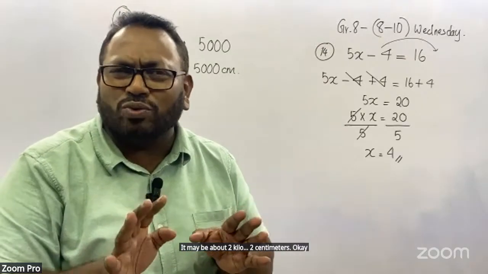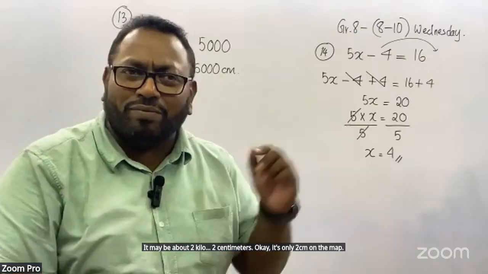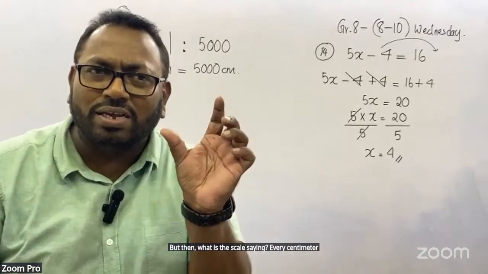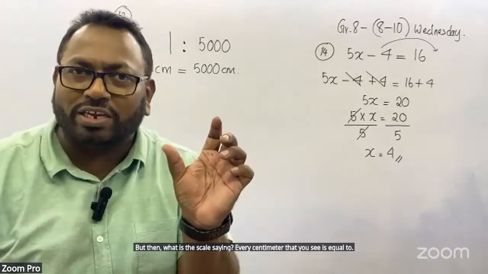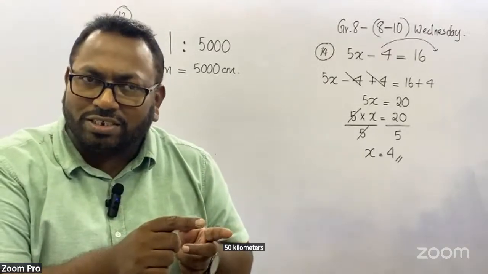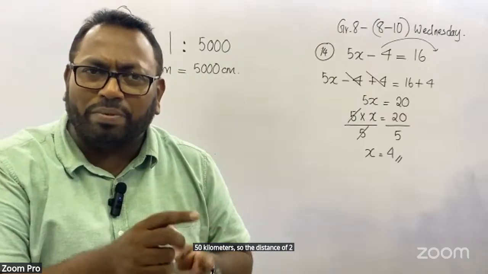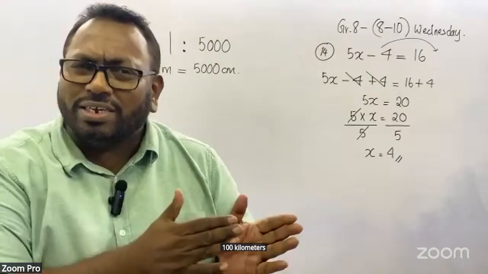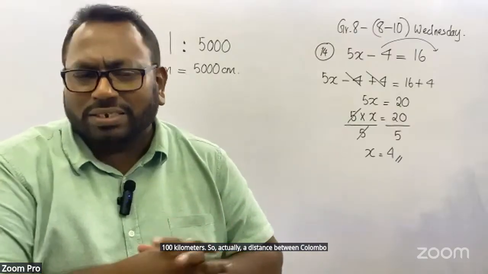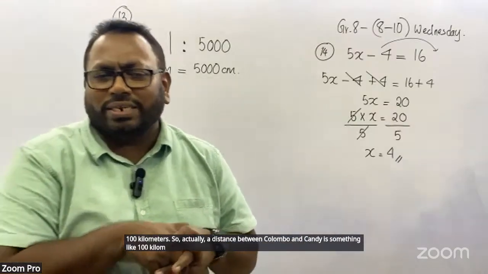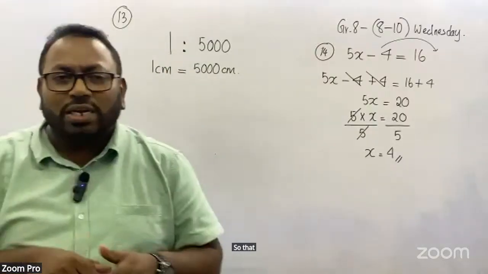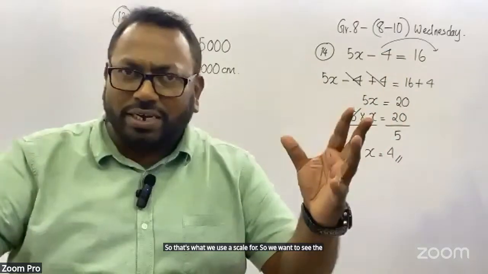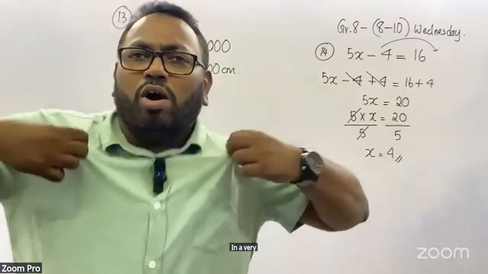Okay, it's only 2 centimeters on the map. But then what is the scale saying? Every centimeter that you see is equal to 50 kilometers. So the distance of 2 centimeters on your map is equal to 100 kilometers. So actually the distance between Colombo and Kandy is something like 100 kilometers, isn't it? So that's what we use a scale for. We want to see the actual picture in a very small way.